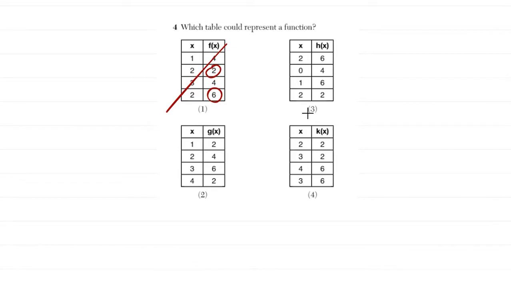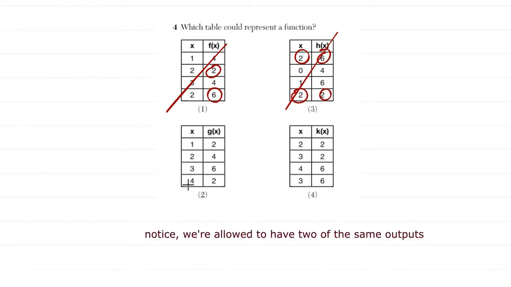For answer choice 3, if you look here, I've got 2 of the same inputs, again giving me different outputs. That's not a function. Cannot be a function. If you look at number 2, 1, 2, 3, 4, we've got 4 different inputs, so there's no problem there. That could be a function.